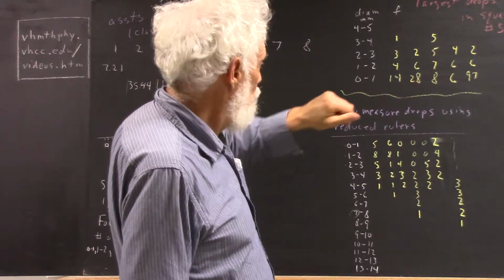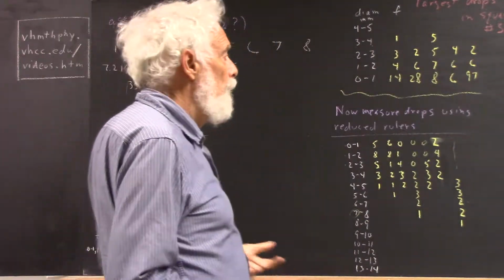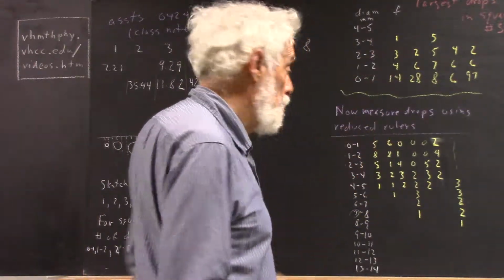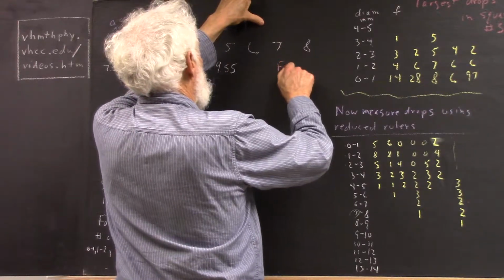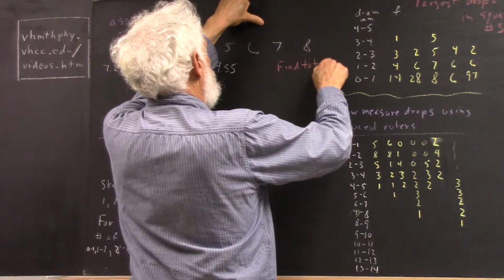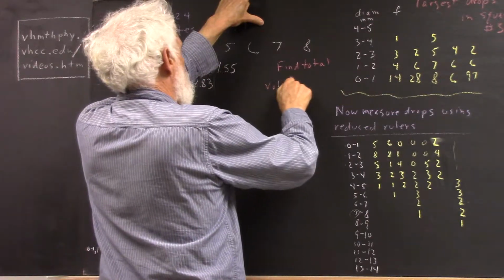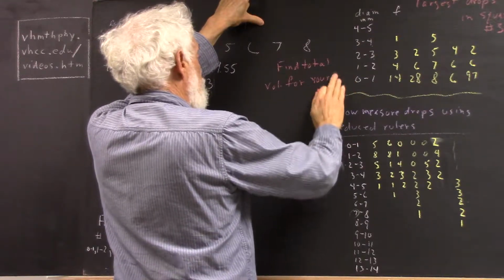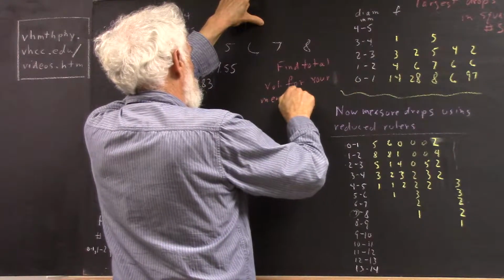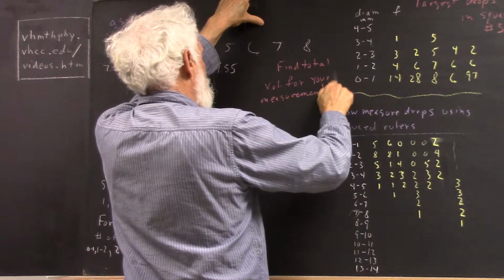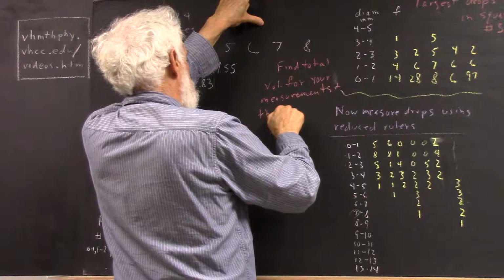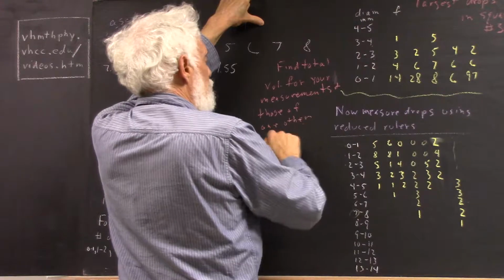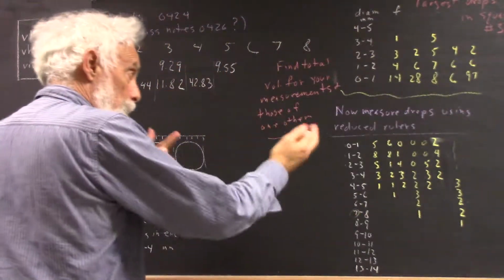So what we want to do is find the total volume for your measurement, for your estimates, and for those of 1 other person. So find the total volume for your estimates or your measurements and those of 1 other person. You don't have to remember whose they were, just pick another set of measurements.